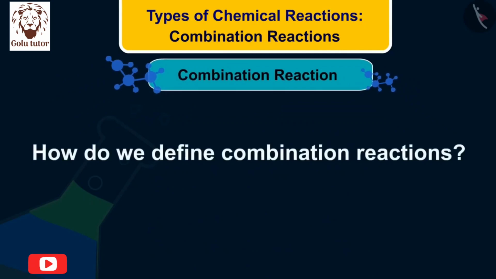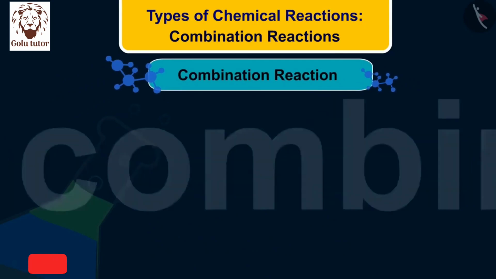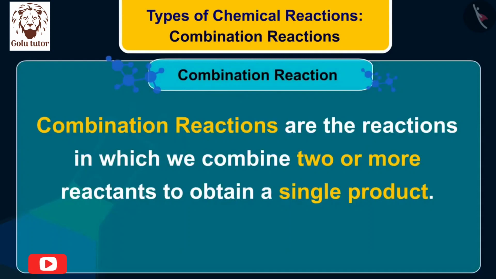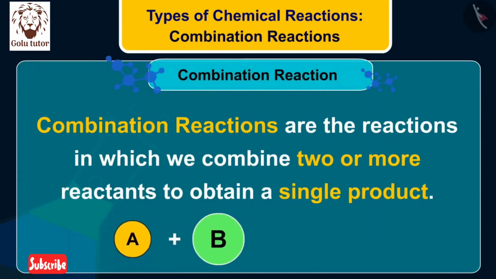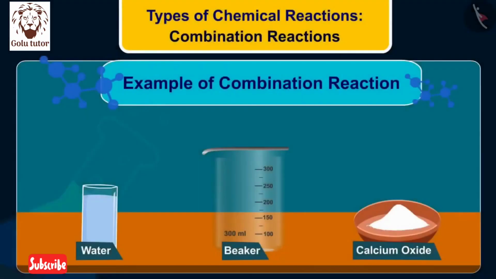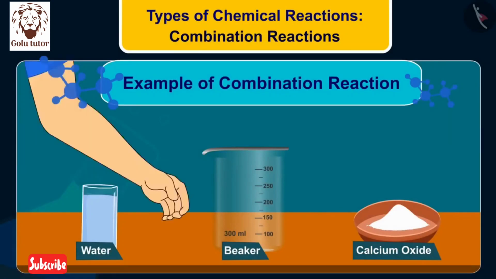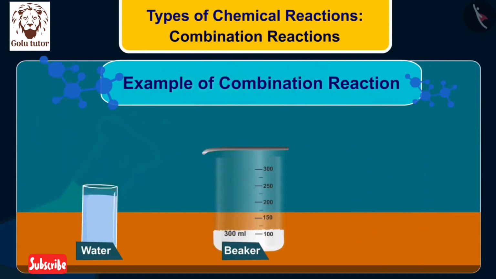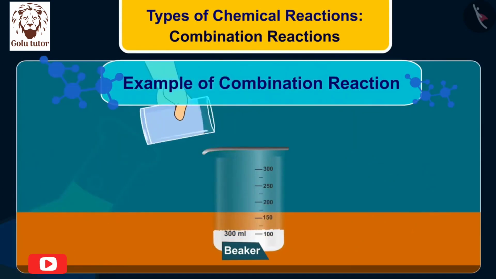So, how do we define combination reactions? Combination reactions are the reactions in which we combine two or more reactants to obtain a single product. Let us take an example of a combination reaction. Take some calcium oxide, which is also called quicklime, in a beaker and add some water to it. Then touch the beaker.